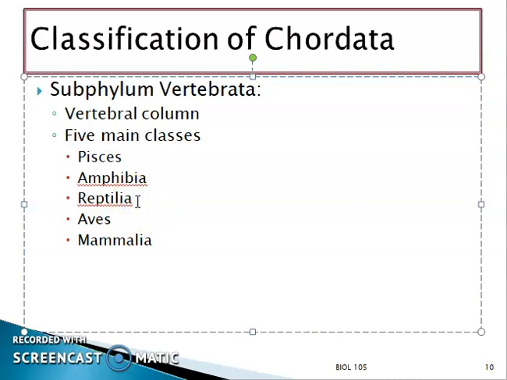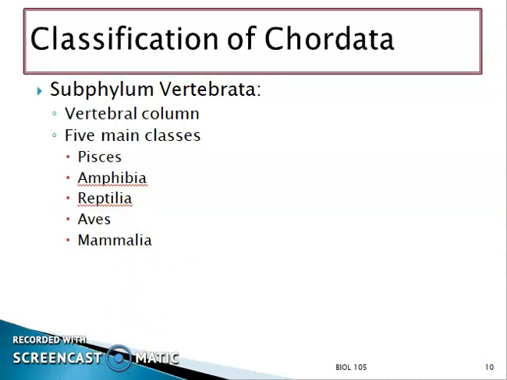Now, subphylum Vertebrata is divided into 5 main classes: Pisces, the fishes; Amphibia, the frogs, toads, etc.; Reptilia, the lizard group, lizards, crocodiles, etc.; Aves, the birds; Mammalia, the mammals. Let's talk about them one by one briefly.